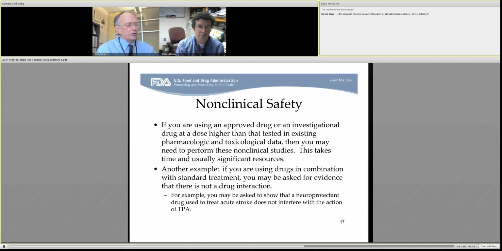Clinical pharmacologists are pretty savvy on this, as well as the non-clinical folks, and you certainly don't want to give a drug, a neuroprotectant, that completely neutralizes the effect of TPA accidentally. And so, for example, you may be asked for a neuroprotectant drug to do some non-clinical testing. They turn out to be relatively simple and can take a week or two rather than years. This is actually in vitro testing, could be done to show that TPA doesn't lose its activity in the presence of the test drug that you're using.